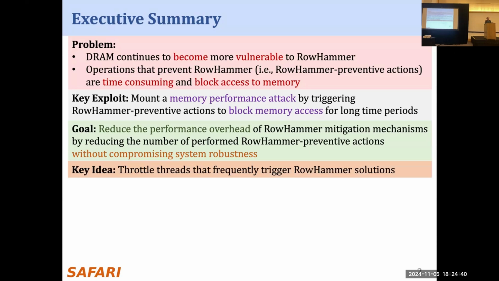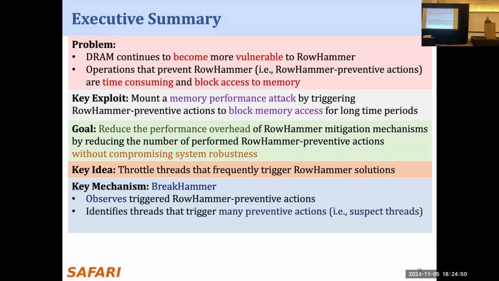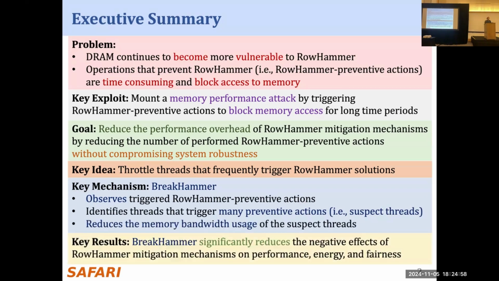Our key idea is to throttle threads that trigger many of these actions. We introduce a new mechanism called BreakHammer that observes triggered RowHammer preventive actions, identifies threads that trigger many of these actions, we call such threads suspect threads, and reduces the memory bandwidth usage of suspect threads. Our results show that BreakHammer significantly reduces the negative effects of RowHammer solutions on performance, energy, and fairness. BreakHammer is open source and artifact evaluated, available through this link.